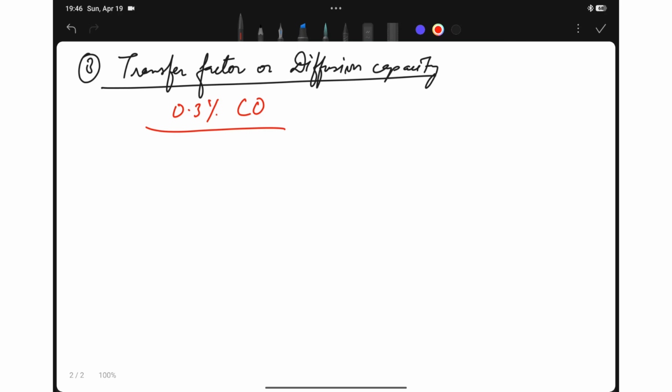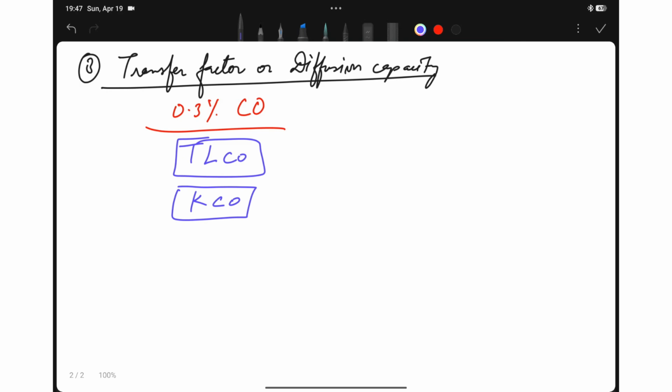The transfer factor or diffusion capacity is generally expressed as TLCO, T-L capital and subscript CO for carbon monoxide, which means the transfer factor of carbon monoxide. When this is expressed per unit lung volume, it is known as KCO. Diffusion capacity per unit lung volume is written as KCO. Generally, it is used to know whether your lungs are diffusing properly or not.